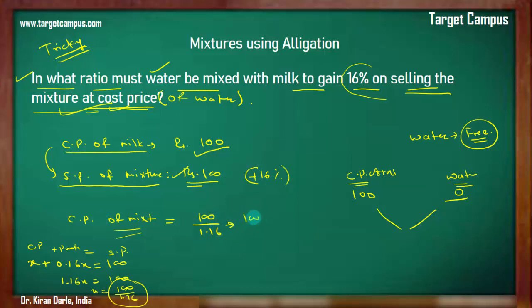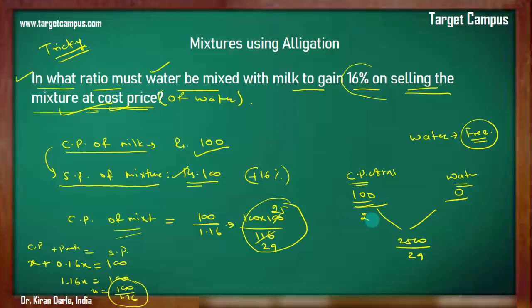So this is nothing but 100 into 100 upon 116, which is 2500 by 29 (about 86.2). This is the cost price of the mixture. This is the cost price of milk, and this is the cost price of water, which is 0. The cost price of the mixture is 2500 by 29. Now to calculate this, we have to make the denominators constant.